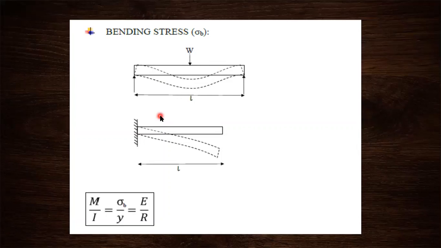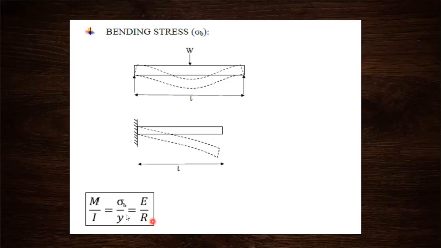Bending stress is the stress developed in the member because of the bending load, and it is represented by sigma b. We will see these formulas and equations in deflection of beams in strength of materials. That is, M/I = sigma b/y = E/R. M represents the bending moment, I the moment of inertia, sigma b the bending stress, y the distance from the neutral axis, E the Young's modulus, and R the radius of curvature.